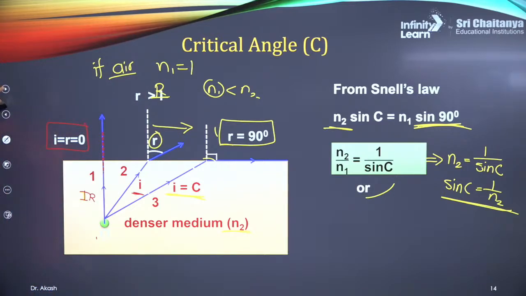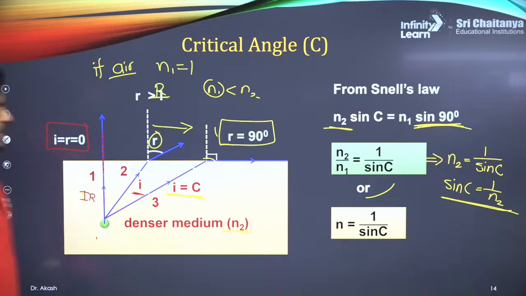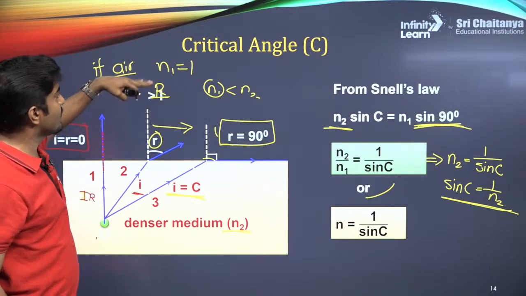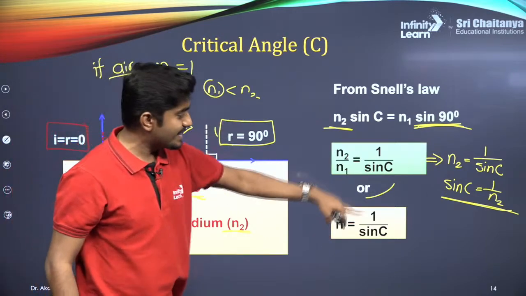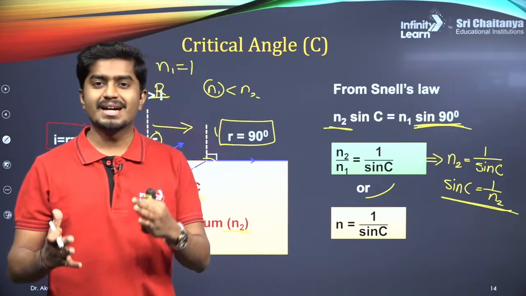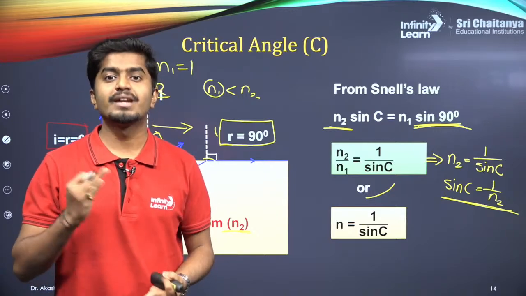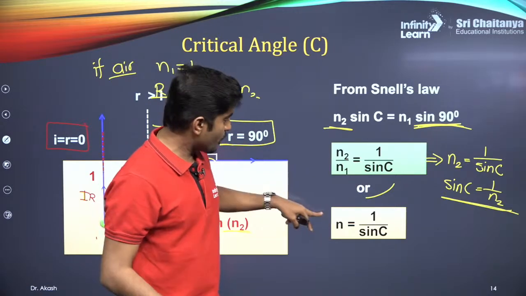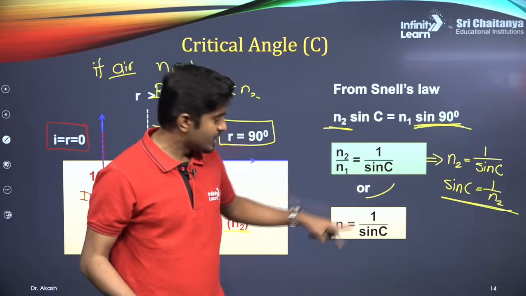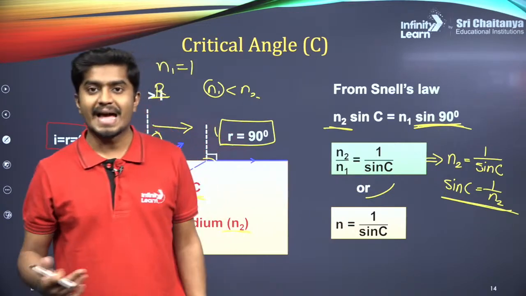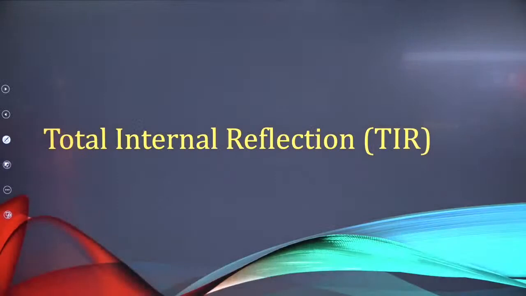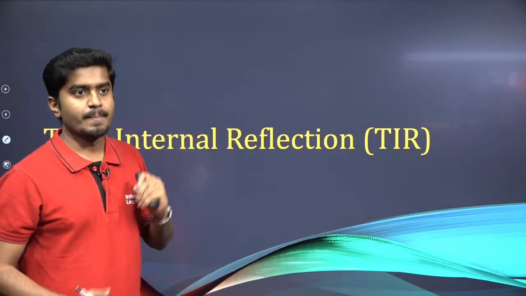Okay. So now, yes, if this first medium, this rarer medium, has a refractive index of 1, we can write this equation. So from this, either if they have given the value of critical angle, you can write the value of refractive index, or if you know the value of refractive index, you can find out what is the critical angle for this case. Okay, let's now learn one more thing which is called total internal reflection.